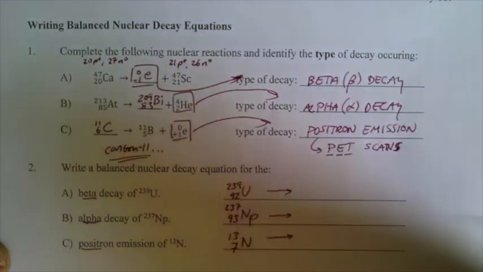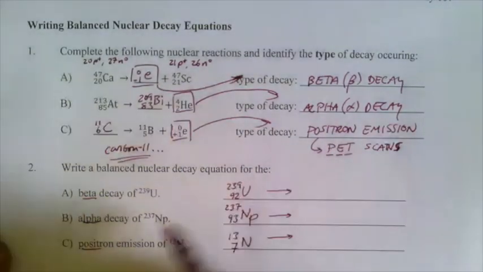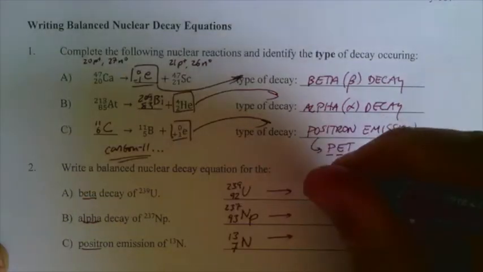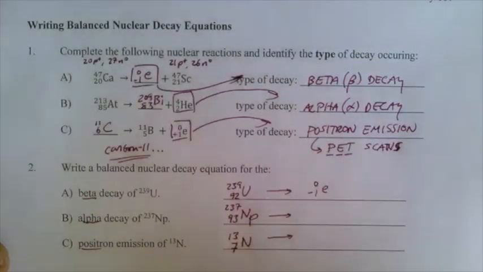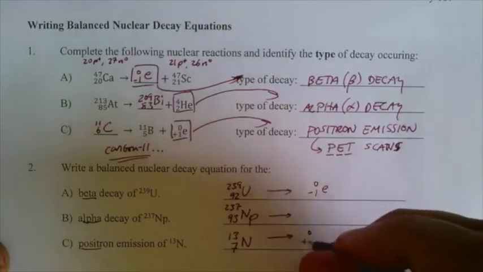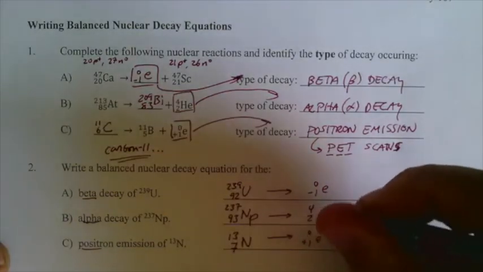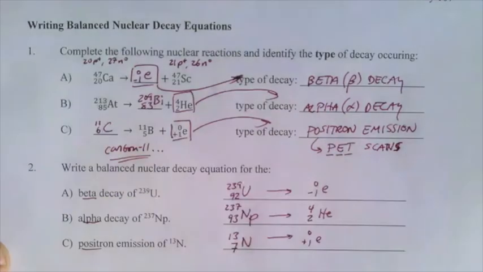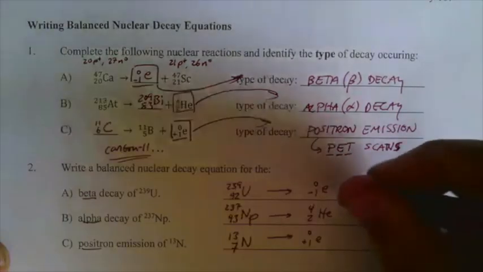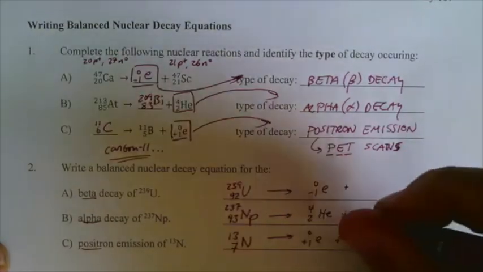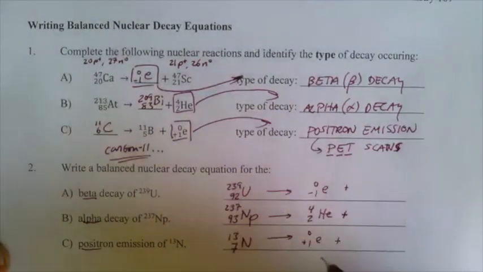Every one of these decay processes is going to involve something coming out. So a beta particle, we said, is 0, minus 1, and e. Positron is 0, plus 1, and e. And an alpha particle is a helium nucleus, 4, 2, and He. And now we just need a daughter nucleus that accounts for whatever is missing after we use this.